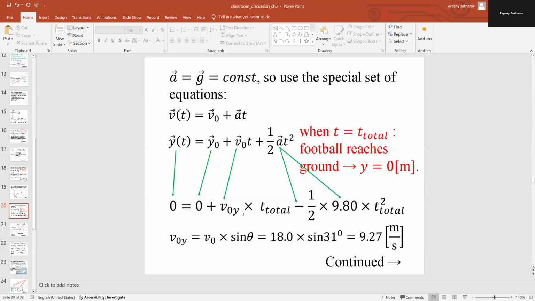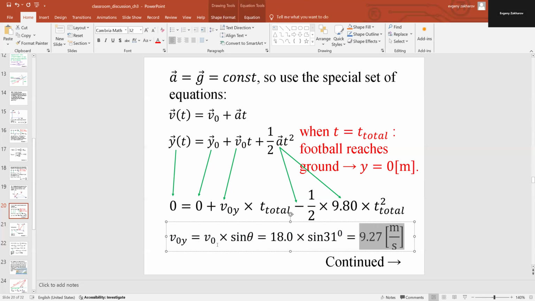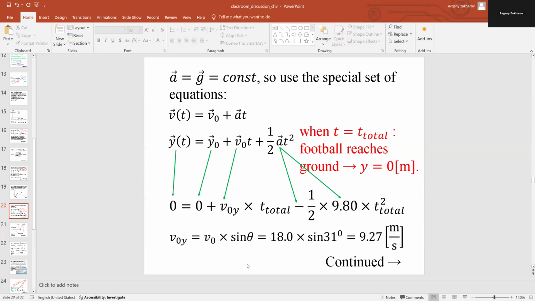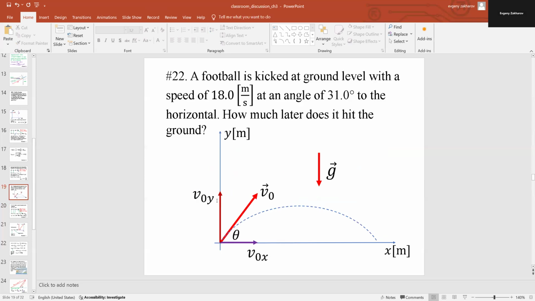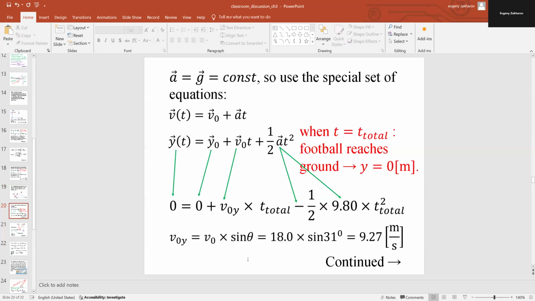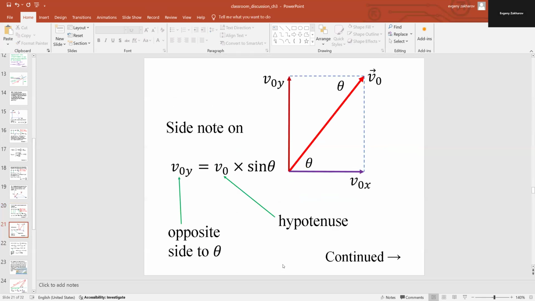So you plug in what's given, what's missing, boom, you solve for the vertical component of the initial velocity. So you know this value. Yeah, once again, if this is theta, then this is theta, and this side is opposite to theta. So this is a sine, and this is a cosine.